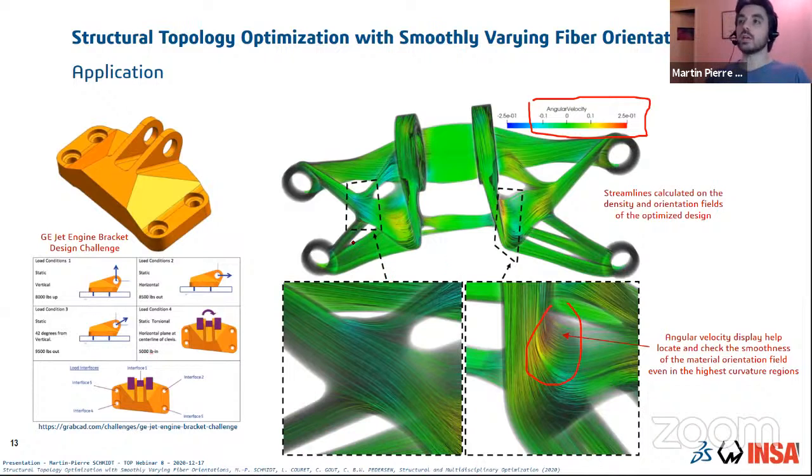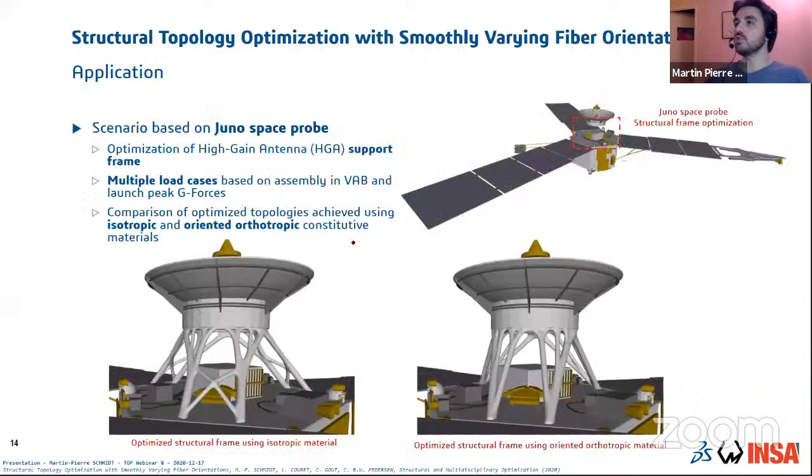So here we're looking at another scenario based on the Juno space probe, where we're optimizing the support frame for the high-gain antenna, and it is made with a multiple load case scenario based on the launch peak G-forces. So we compare 2 different designs, one using just a straight up isotropic material, so basically standard topology optimization, standard SIMP. And on the right, we have, with the approach presented here, using oriented orthotropic materials.